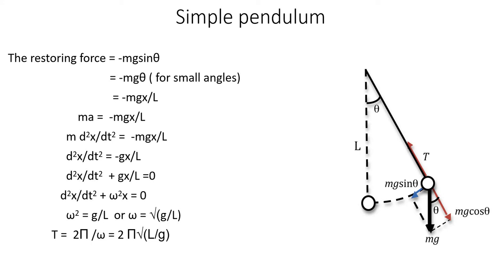So the expression for time period is given by 2 pi into root of L by g. What is L? L stands for the length of the pendulum, g is the acceleration due to gravity at the place, and T is the time period.